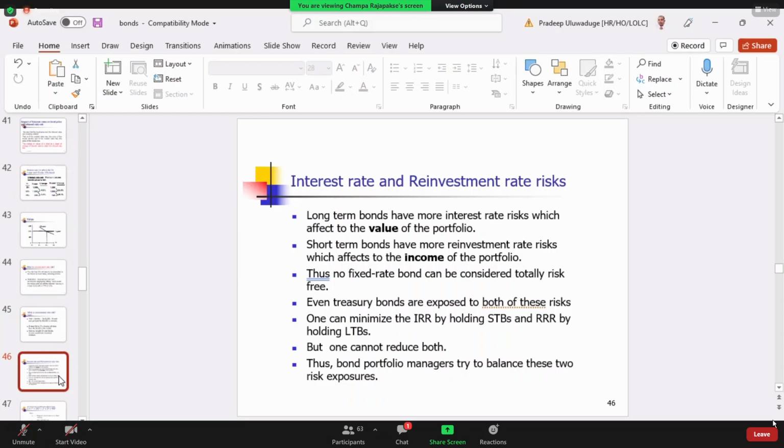Now, let's observe the common factors and the features of interest rate risk and reinvestment rate risk. Interest rate risk is the risk of a change in price due to a change in interest rate. Reinvestment rate risk is the change in income of an investment due to a change in interest rate. So let's look at this. Long-term bonds have more interest rate risk, which affects the value of the portfolio.